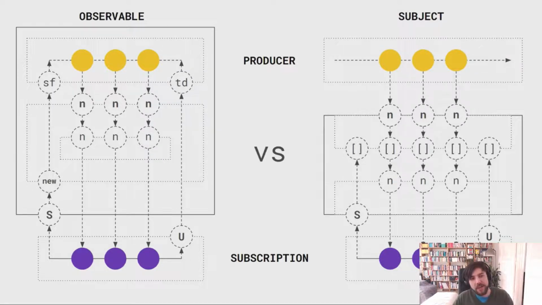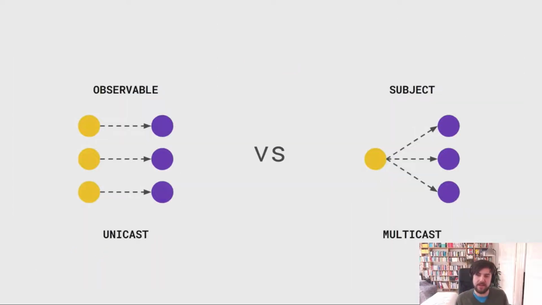So a subject is multicasting values, has one producer multicasted to multiple subscribers, and an observable has a producer for one subscriber. So one producer for one subscriber, one producer for multiple subscribers.